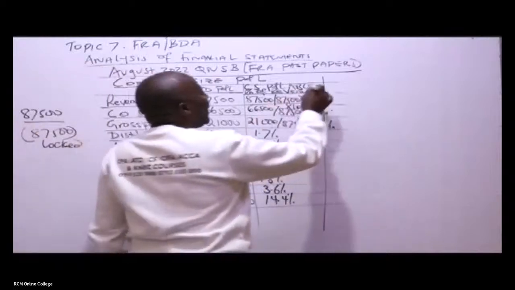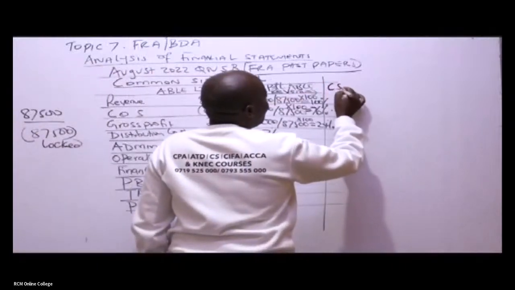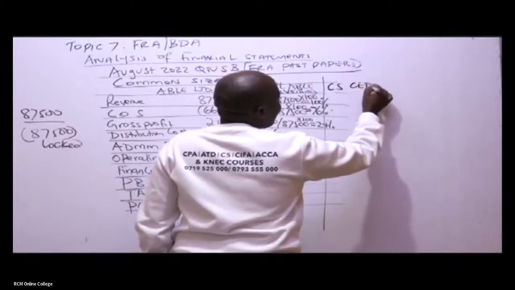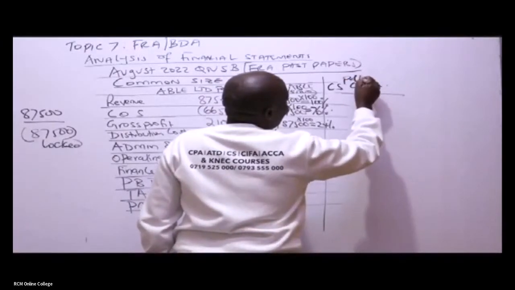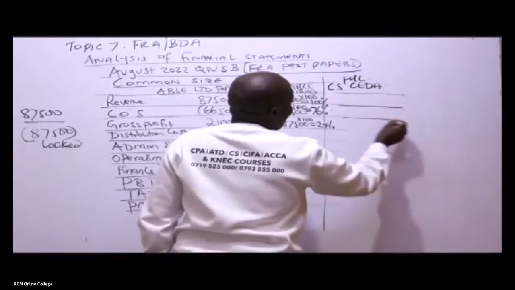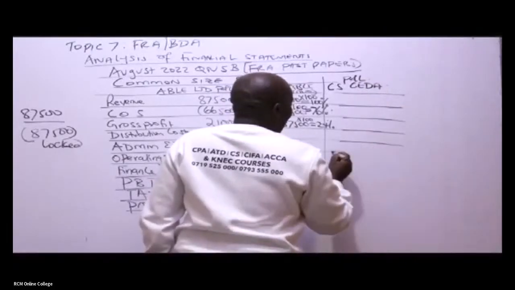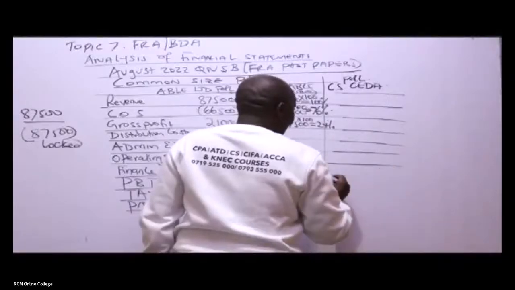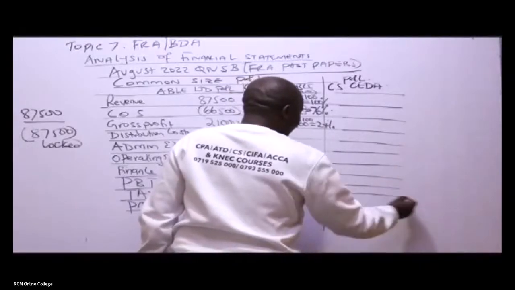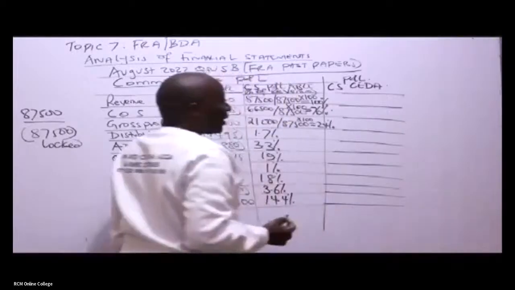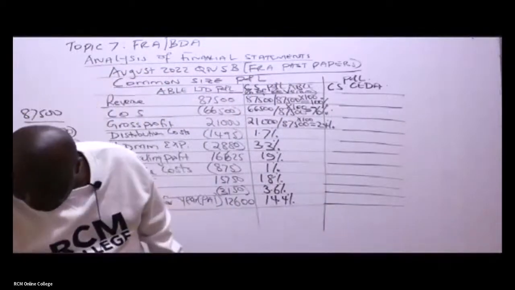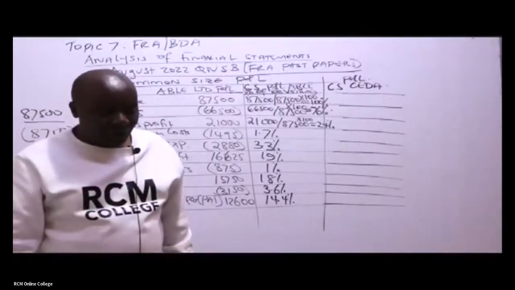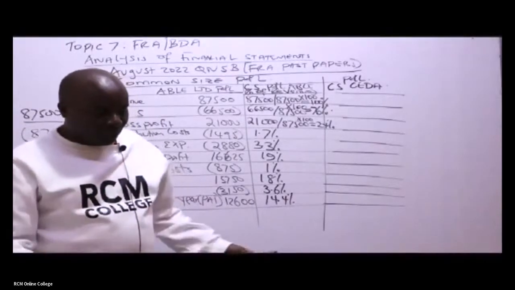So I want you to go ahead and give me the common size P and L for CEDA directly. Is there somebody who is able to see the baseline for CEDA? What is the baseline for CEDA? The baseline for CEDA, ladies and gentlemen, is the revenue given there for CEDA, 140,000. Thank you so much, Irene.